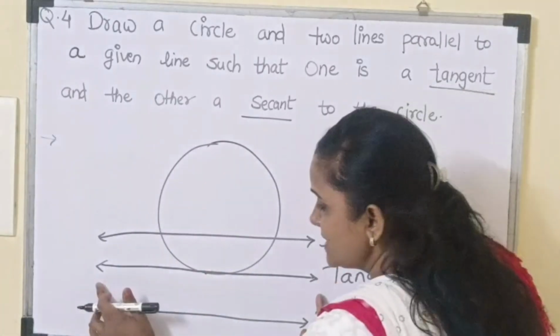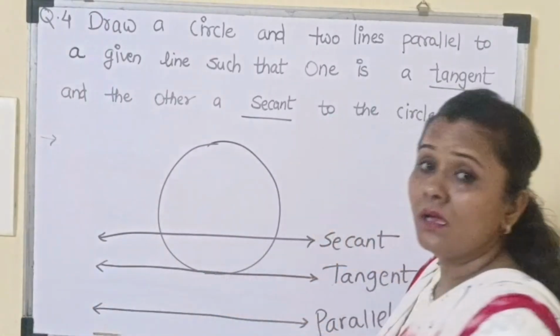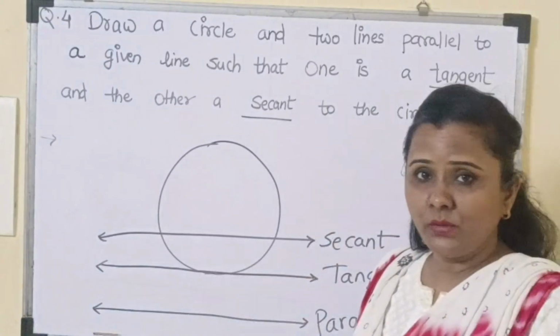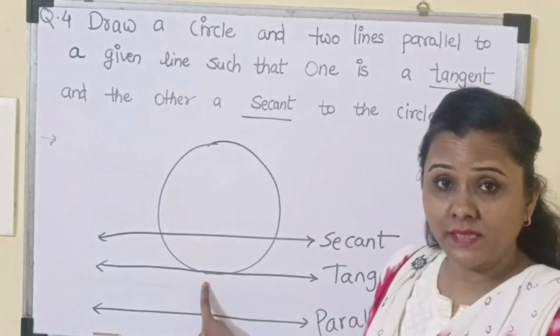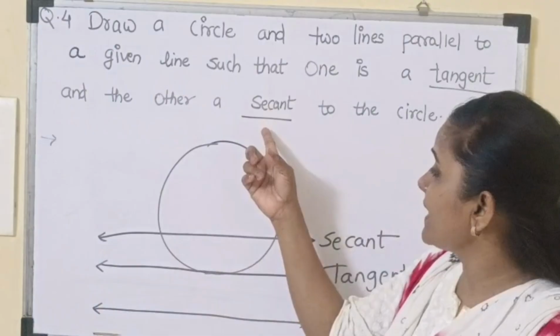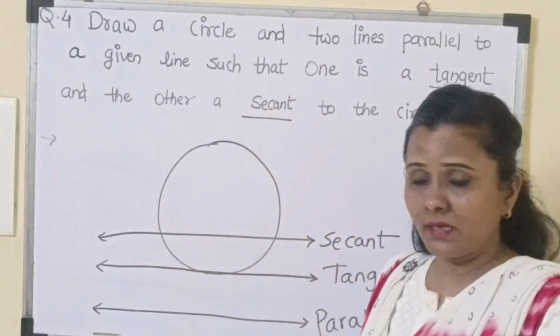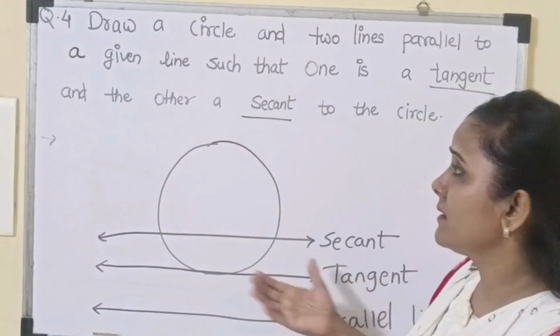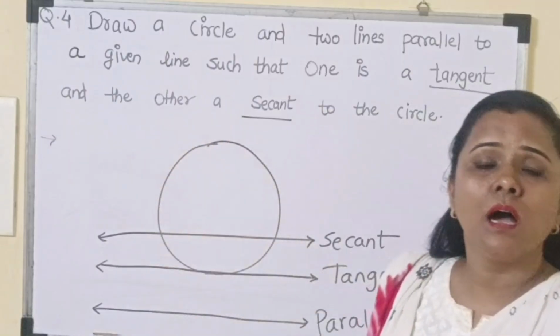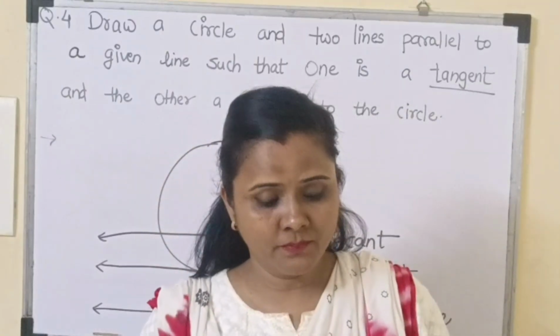So this is our tangent. A tangent touches the circle at exactly 1 point, right? So this is our tangent, and the other is the secant. A secant intersects the circle at 2 points. So this is the secant. Understood? And here our 10.1 is done.